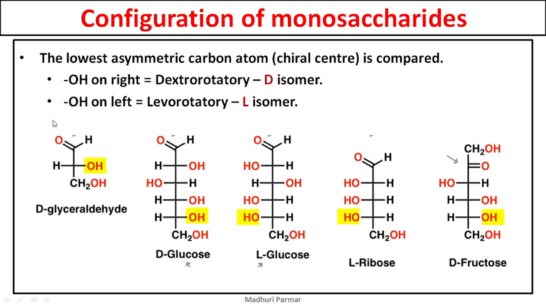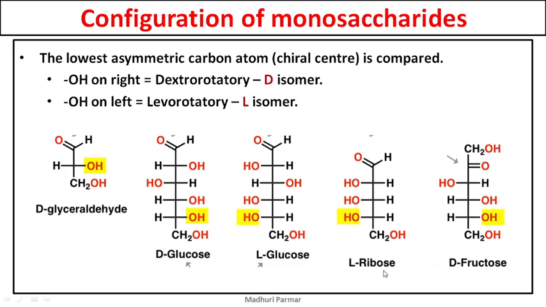Okay, so here this will be the D-glyceraldehyde. If you write OH on the left hand side, it becomes L-glyceraldehyde. Clear? So D-glyceraldehyde, then here you have D-glucose. See, this is the same OH, H, OH, and OH here, the last OH is on the right hand side, so you call it D-glucose. If it is on the left, you call it L-glucose.